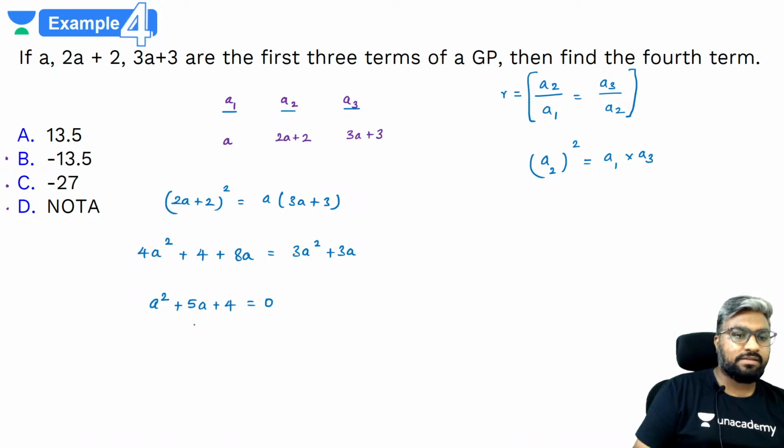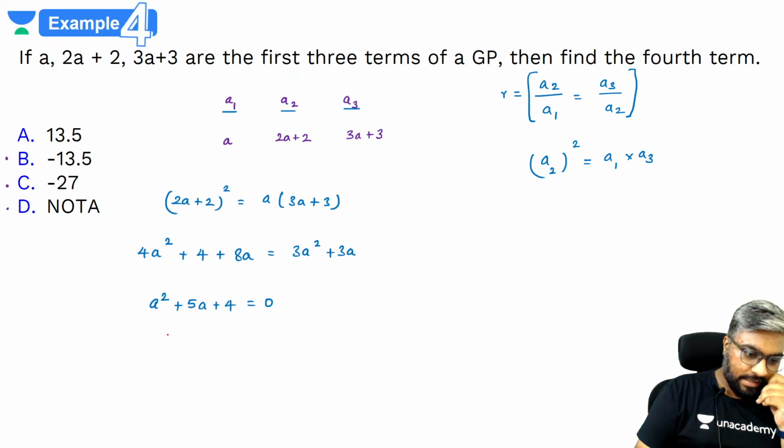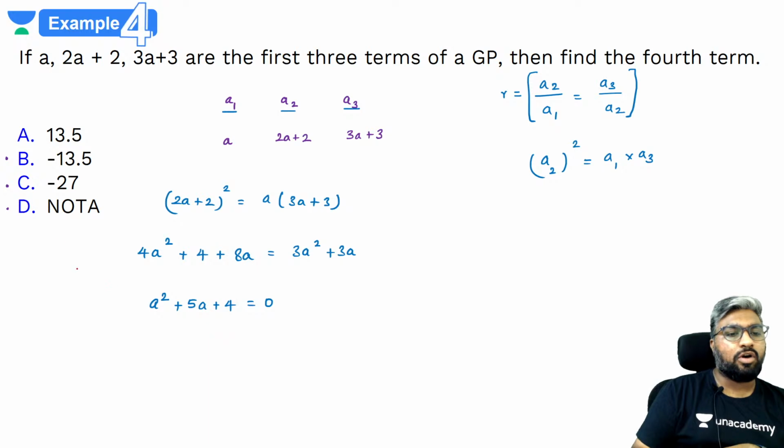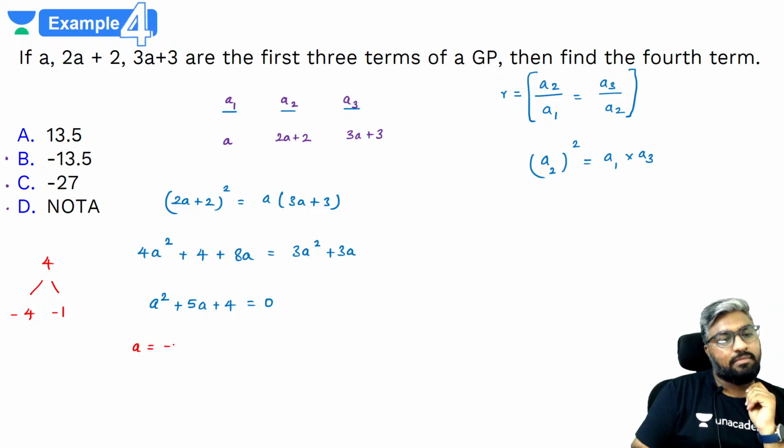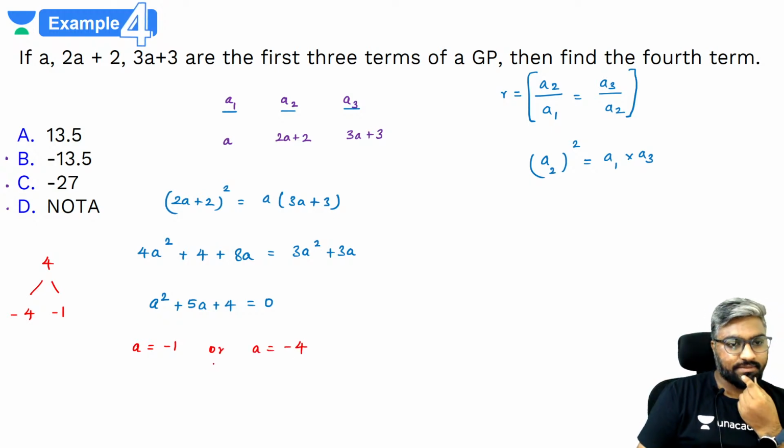Are you feeling this, guys? So from here can we find out A? यहाँ से can we find out A? Yes or no? A will be equal to what, guys? Product of the terms should be 4, sum should be 5. So 4 into 1, sum should be minus 5, so minus 4 into minus 1. Make sense? तो A के possible values क्या है? minus 1, or A could also be equal to minus 4. Say yes if you agree with this, guys.